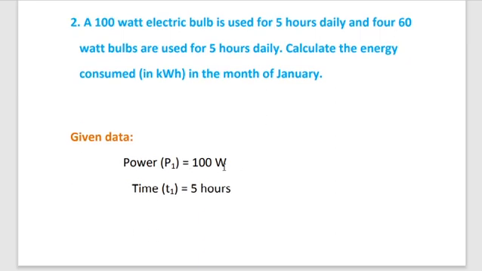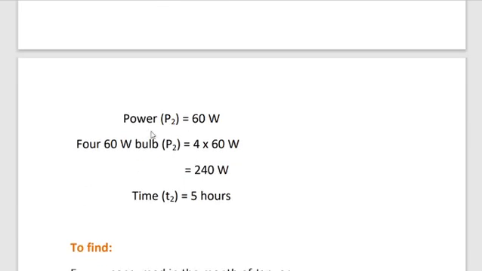So the first bulb power P1 is equal to 100 watt. Then what is the time duration? Time T1 is equal to 5 hours. Then what is the second data? Power P2 is equal to 60 watt. So 4 60-watt bulbs are used. So 4 into 60, the total power of the second case is equal to 240: 4 sixes are 24, then 0. So 240 watts. 4 60-watt bulbs are used for 5 hours, so the time T2 is also equal to 5 hours.